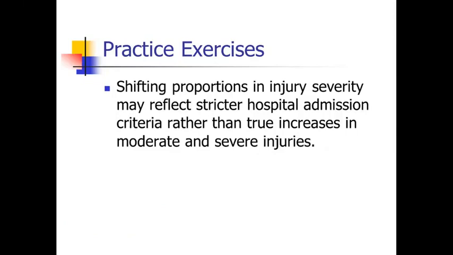And now I was a little more specific here. I said it may reflect stricter hospital admission criteria. I gave a little bit more of a specific reason about why they weren't coming to the hospital or why they weren't showing up in the hospital data, rather than true increases in moderate and severe injuries. So I reworked that one a little bit to get rid of some of the problems, rewrote it to reflect the main meaning, and added a little bit more information, but with fewer words.